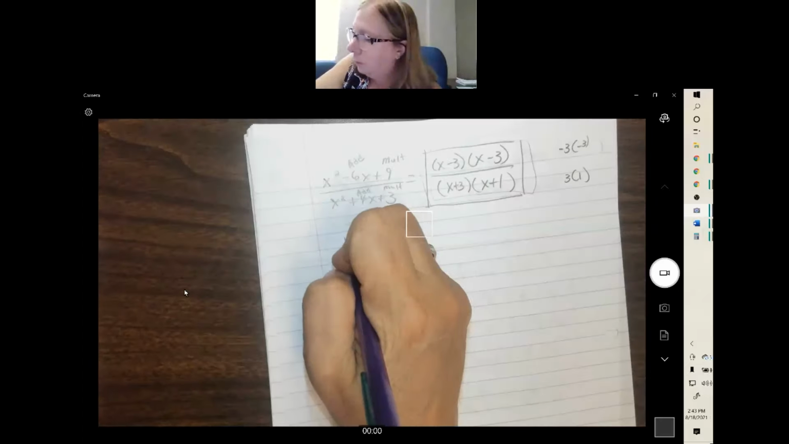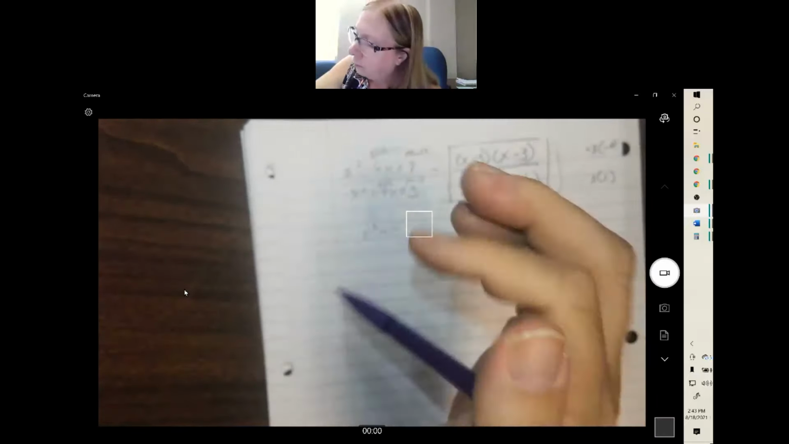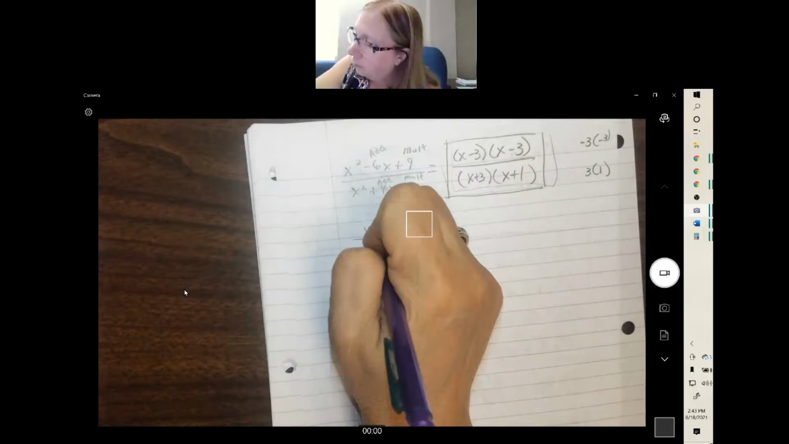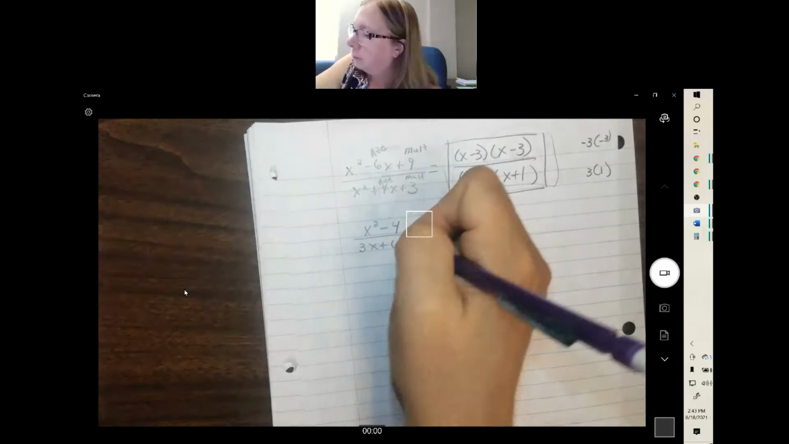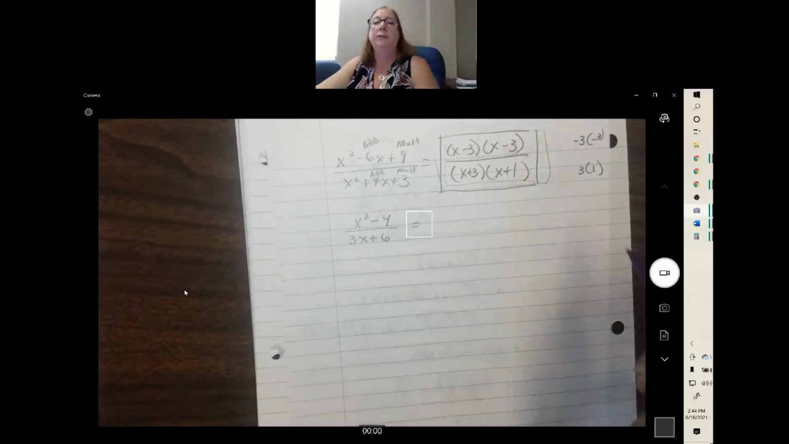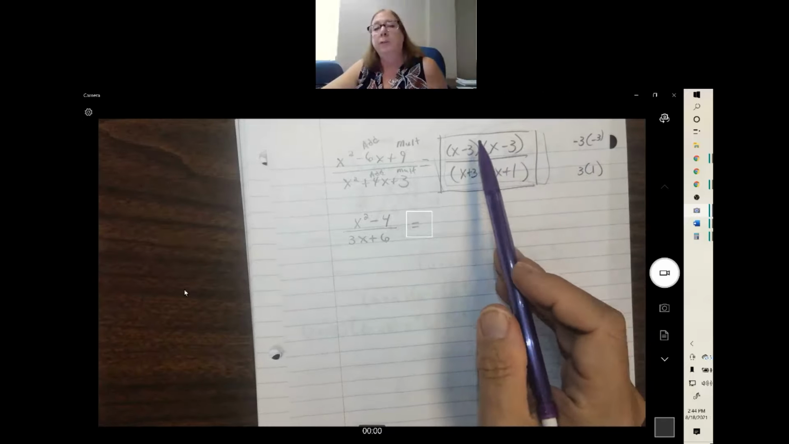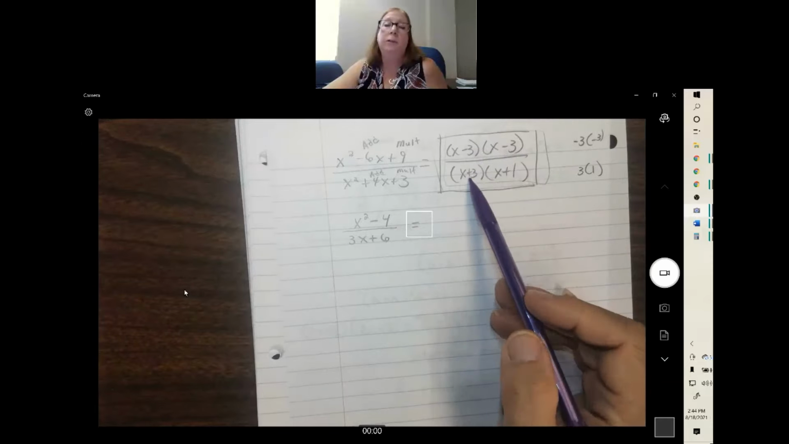Let's do another one. X squared minus 4 over 3x plus 6. Now let's try this one. Were there any questions on this? If any of these factors would have been exactly the same, then we could have canceled, but none of them were.